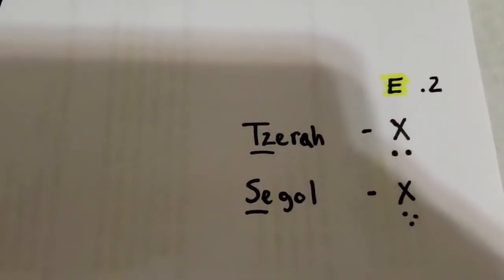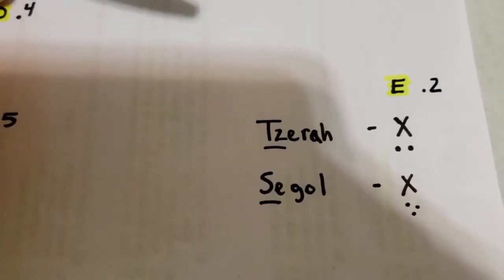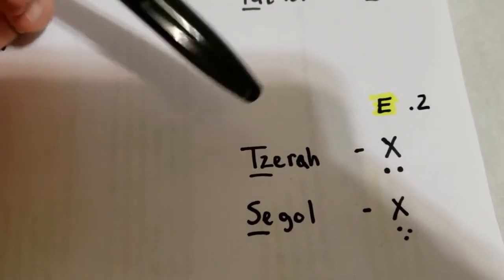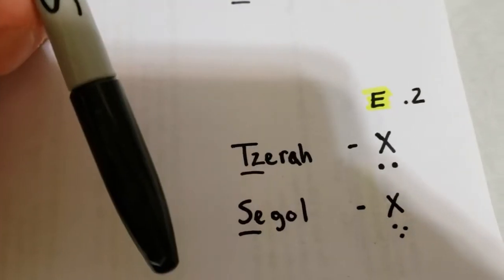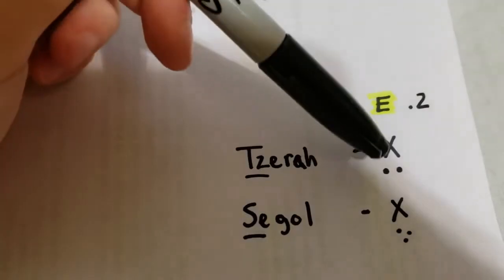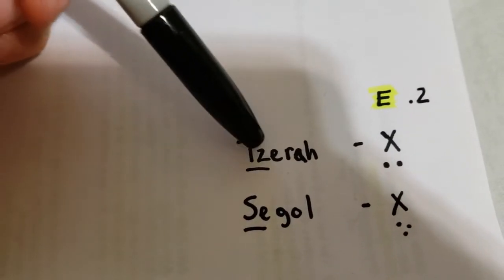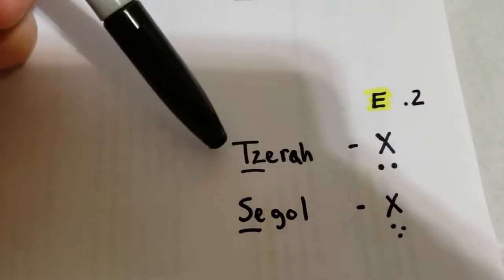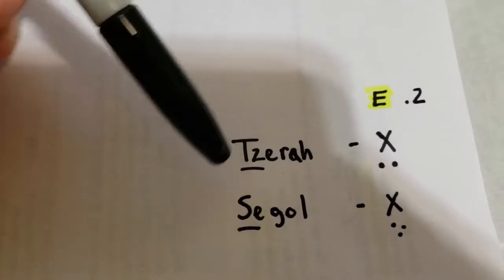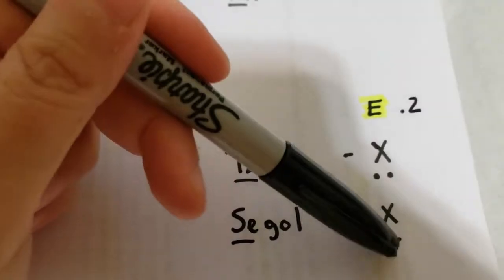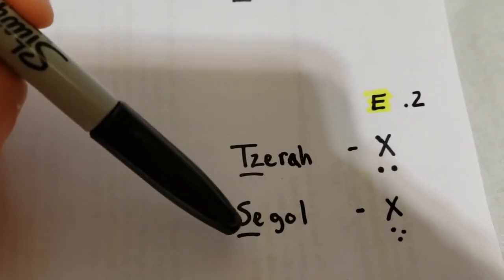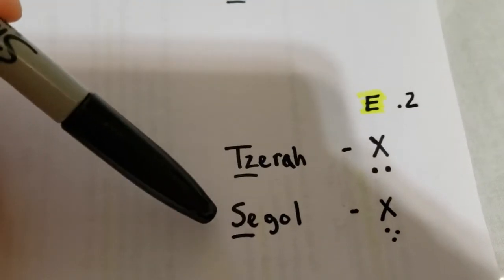Next we have E. There are 2 versions. One is 2 dots, and one is 3 dots, as you can see. So these 2 dots are called tsere, and the sound that it makes is E. Same thing here, the 3 dots under, it's called segol, and the sound that it makes is E.